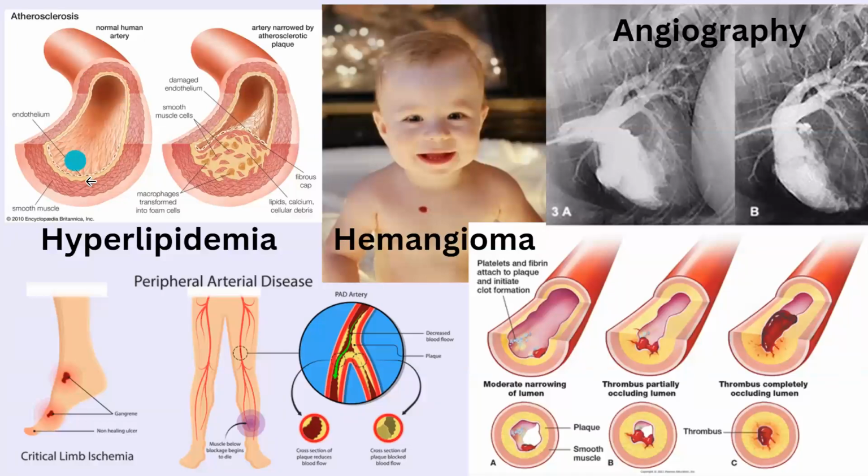So this shows a normal artery. The endothelium is the inner lining, and the lumen is the opening. And so nothing should really be sticking to that endothelium. We have a nice open area for the blood to flow.